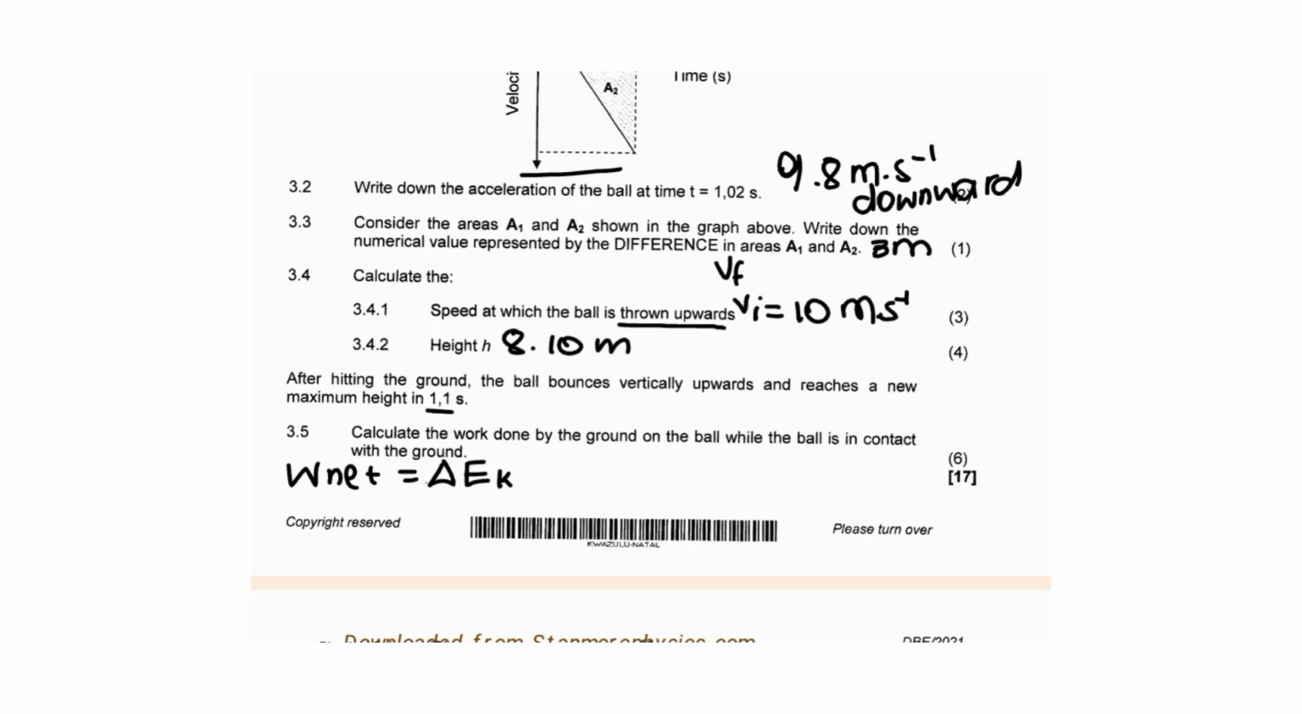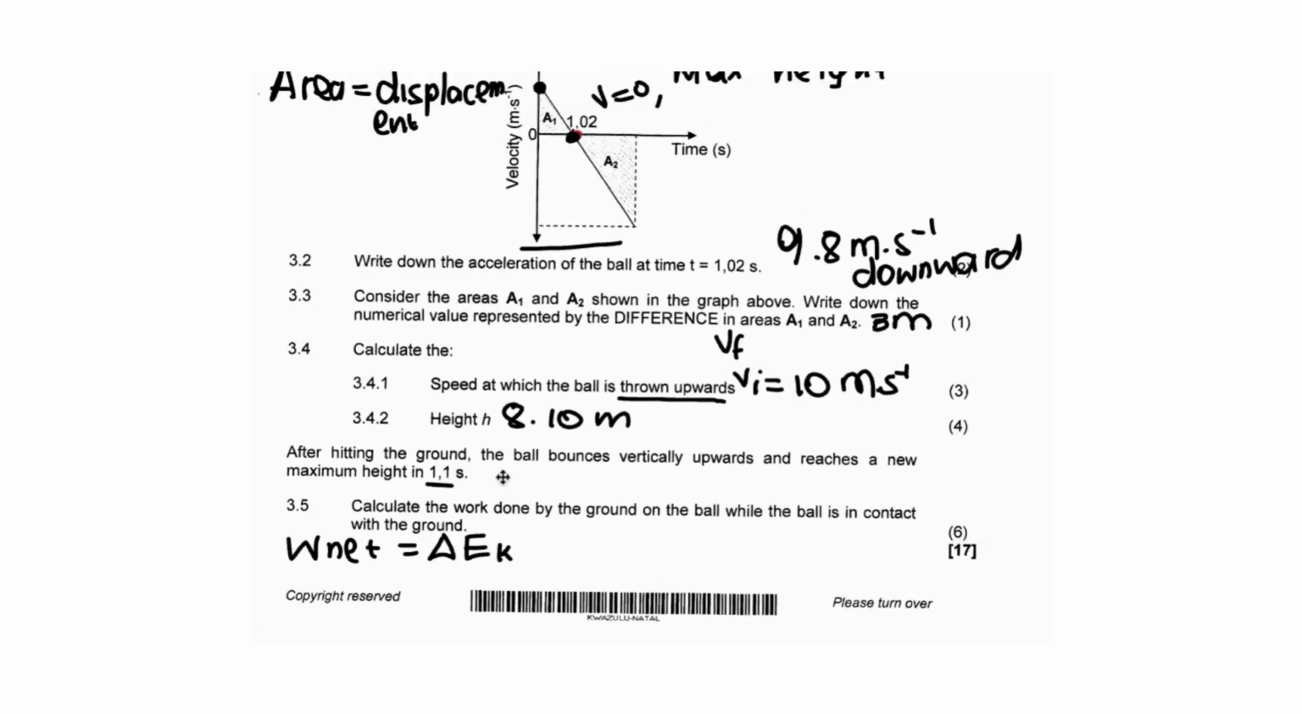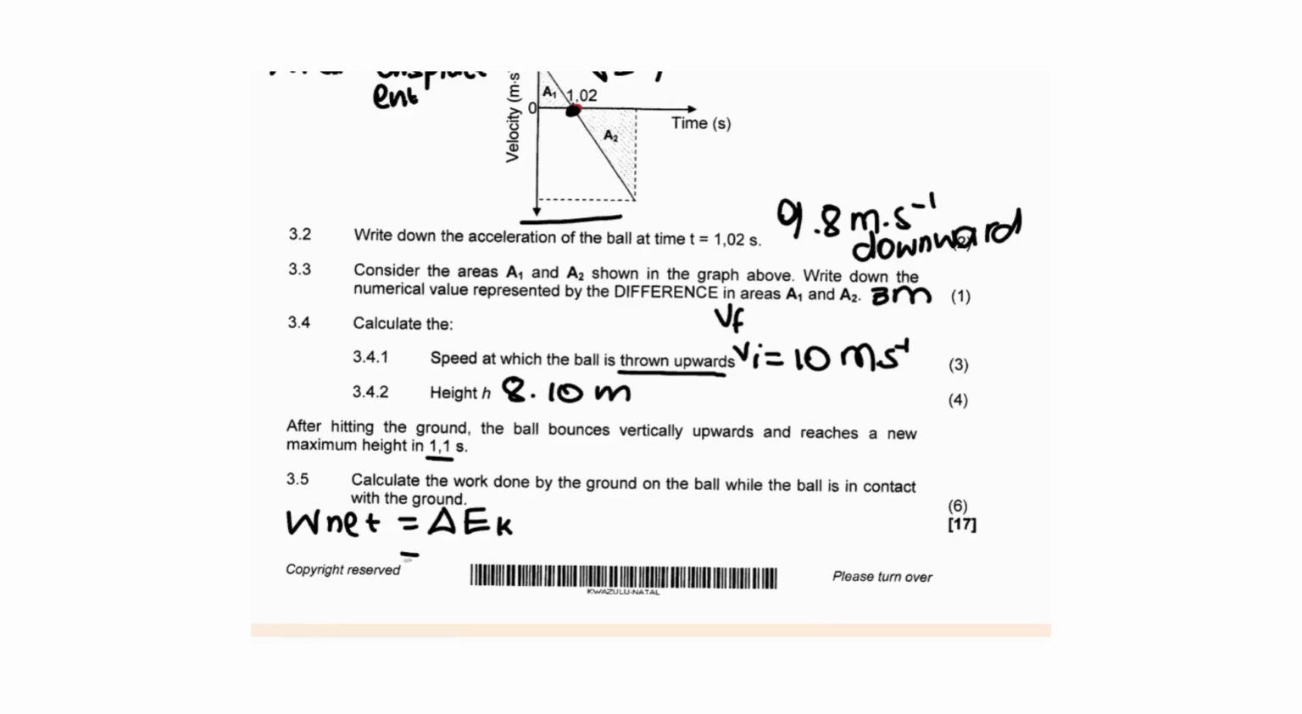We need to find V final, because we don't have any of that yet. So that is 1/2 m (Vf squared minus Vi squared). Remember the ball hits the ground. I'm just going to make an illustration. This is the ground. The ball comes in and hits the ground, and then it leaves the ground. It hits the ground with the V initial, and then it leaves the ground with a V final. So this would be the velocity that it leaves the ground with.